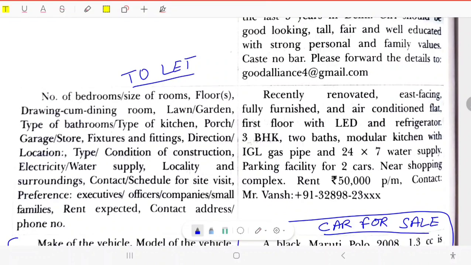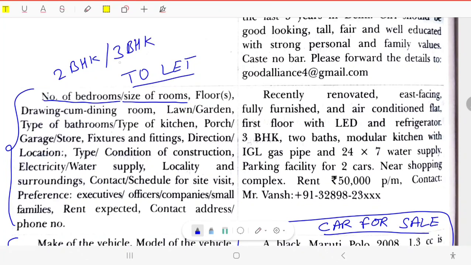It means we have to give complete detail of the flat or house, means number of bedrooms, how many rooms are there, what is the size of rooms, or we may even avoid this. Not necessary that all these things will be included, but necessary value points are needed. Means how many rooms are there. Let's say 2 BHK, we may write directly like this also, 2 BHK, 3 BHK. BHK means bedroom, hall and kitchen. On which floor is that flat? Drawing cum dining room. Is it lawn or garden?